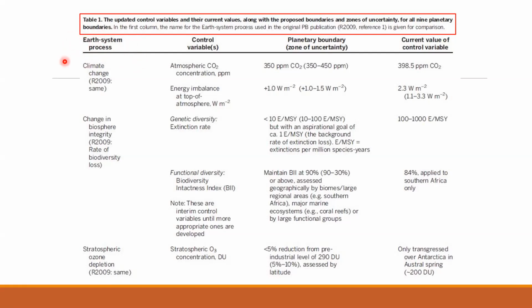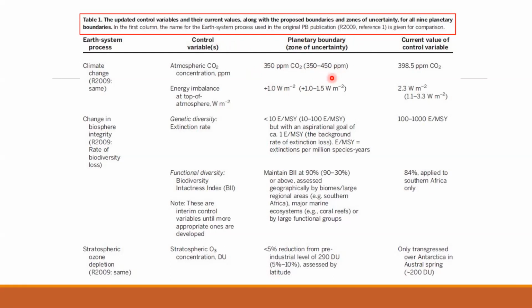So here is our Earth system process, right? What are we trying to understand? Well, we're trying to understand the climate change process, right? Control variable: what can we measure to understand this process? Well, let's measure atmospheric carbon dioxide concentration in parts per million. Planetary boundary: where do we need to be in order to stay below the planetary boundary, right? So the planetary boundary is at 350 parts per million carbon dioxide. And then your zone of uncertainty, in parentheses, would be between 350 and 450.